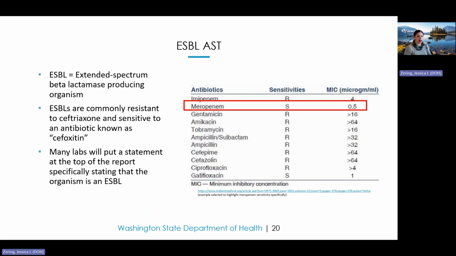Now, a lot of labs will put a statement at the top of the report specifically calling out that the organism is an ESBL. But another way to see if an organism is an ESBL is to look at that ceftriaxone. Is there an R next to it? That gives you a little bit of a clue that you're probably looking at an ESBL.